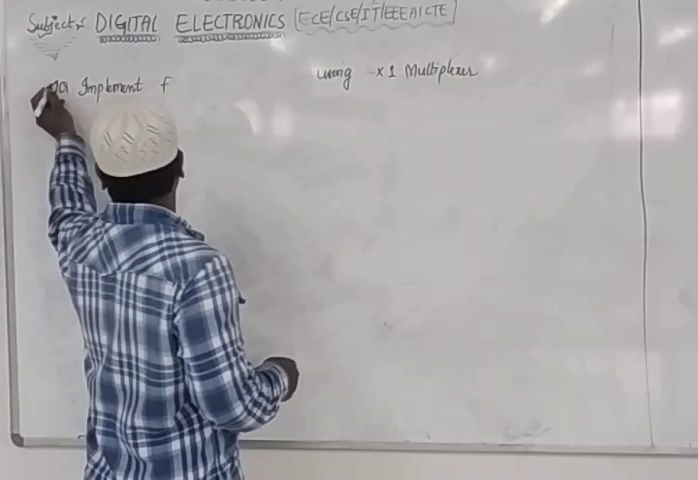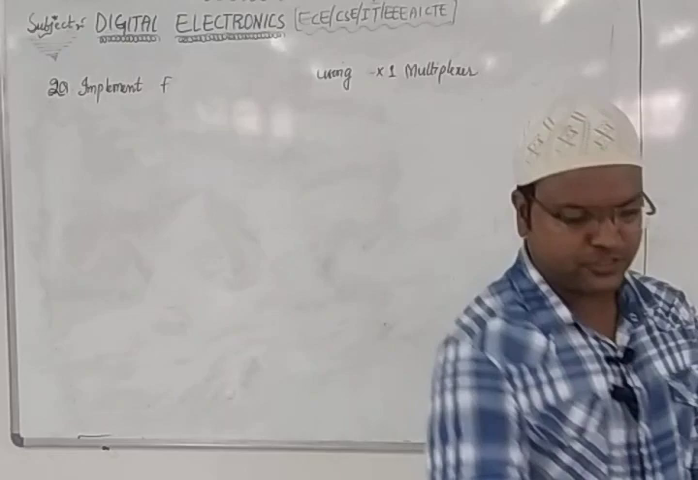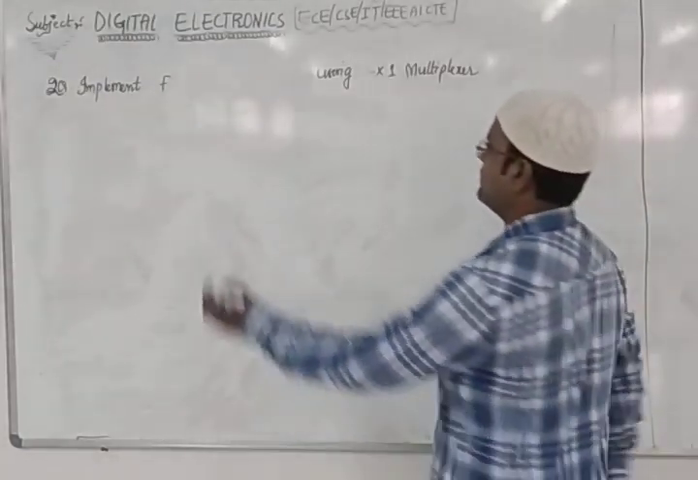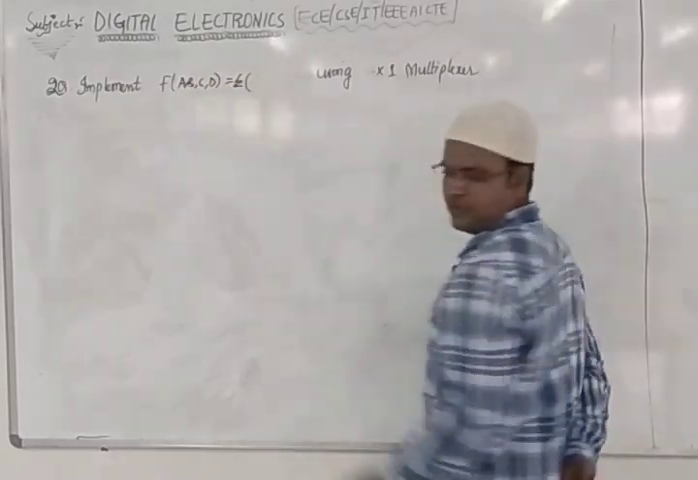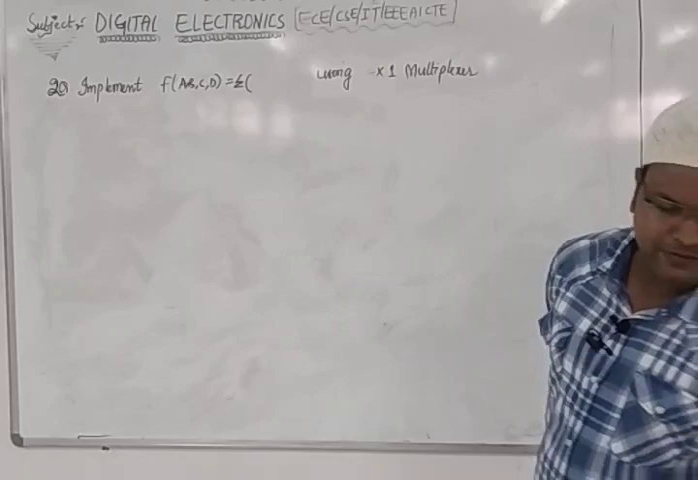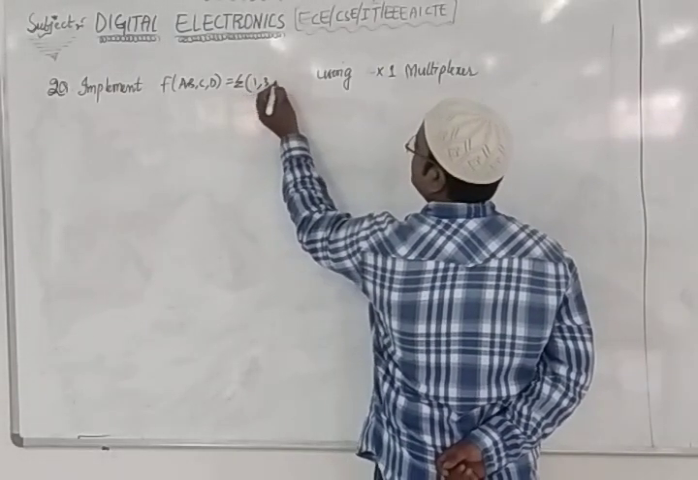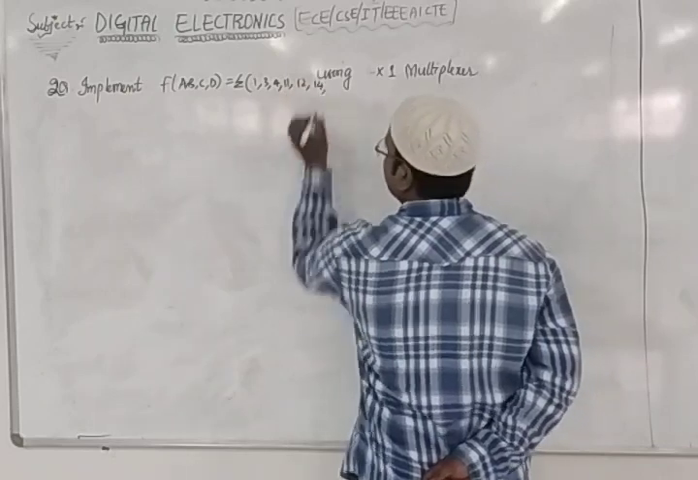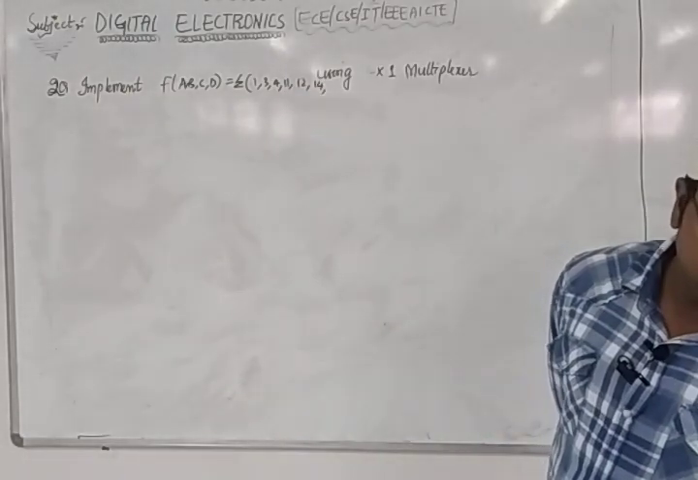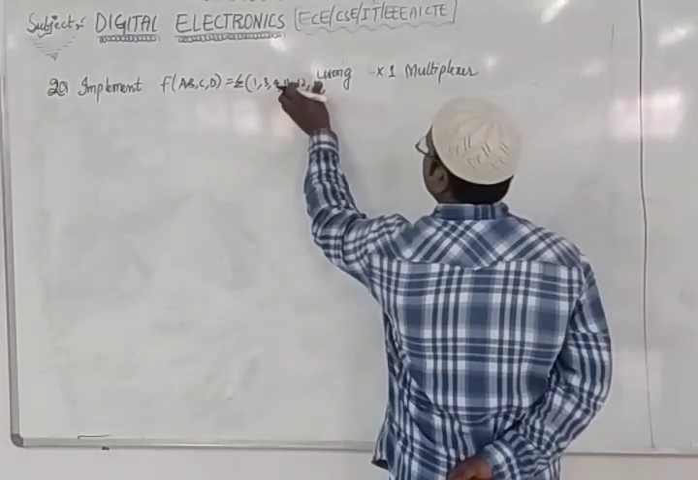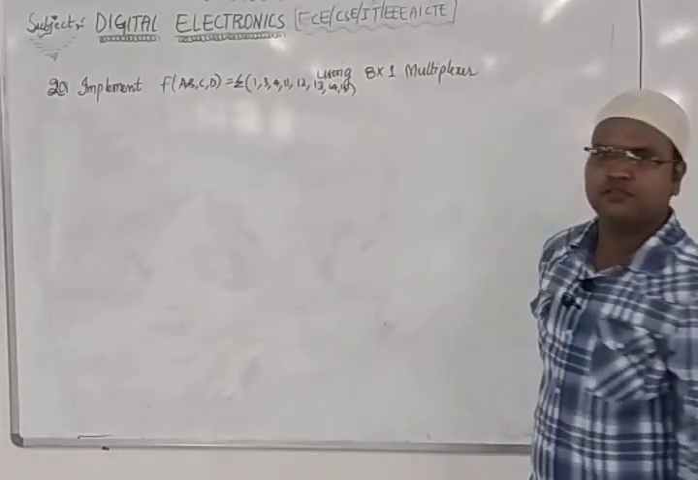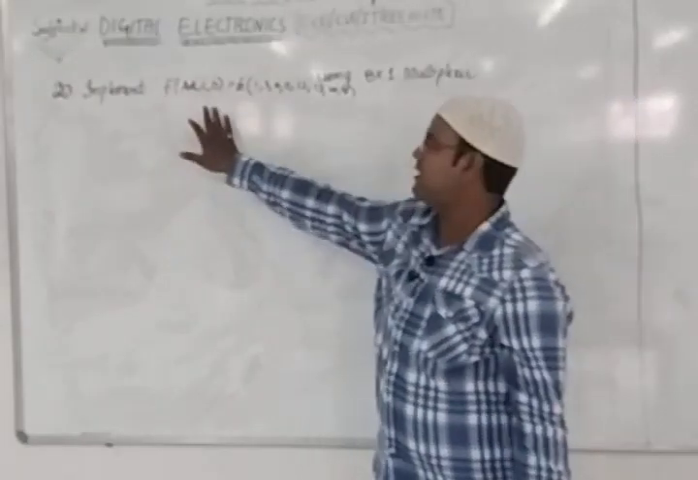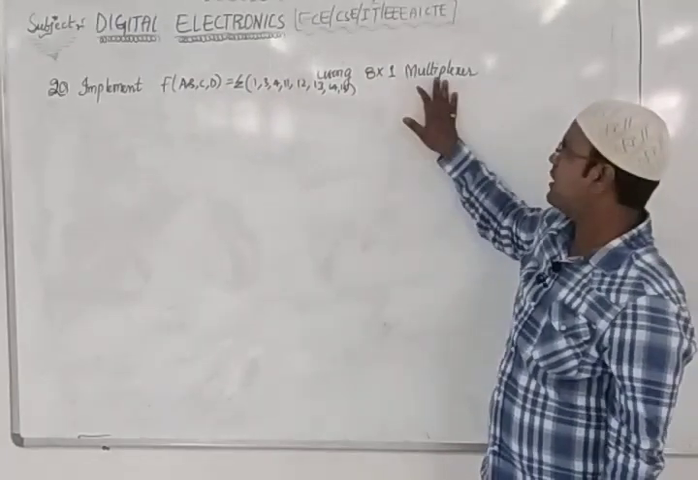So students, we will take one more problem. We will take the second problem. This is our second problem. What is given? Implement the Boolean function. They gave one Boolean function f of a, b, c, d equals summation of 1, 3, 4, 11, 12, 13, 14 and 15 by using 8:1 multiplexer. They gave one question, students. So here we have to implement this function, summation of this, by using 8:1 multiplexer.